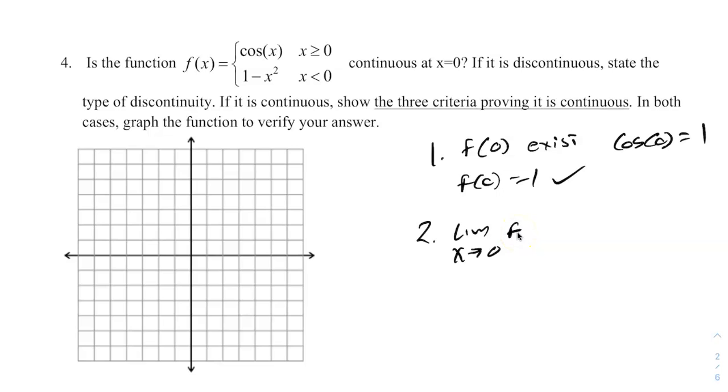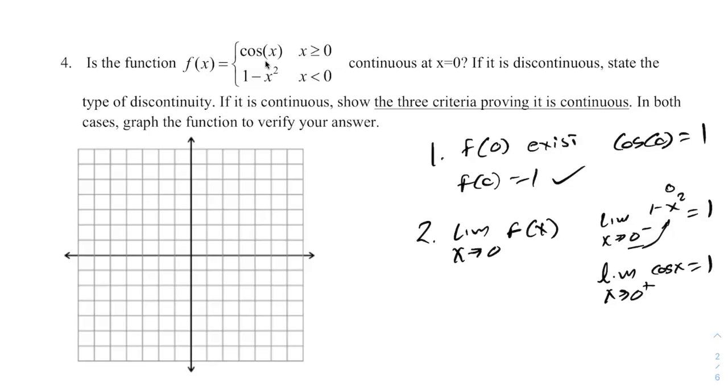So the limit as x approaches 0, I gotta do both limits, from the left and from the right. So limit as x approaches 0 from the left would be 1 minus x squared. So you just plug 0 in there, and you get 1. The limit as x approaches 0 from the right, we already did that one, that's cosine of x, and that is 1. Cosine of 0 is 1. So they match, so my limit here just equals 1.